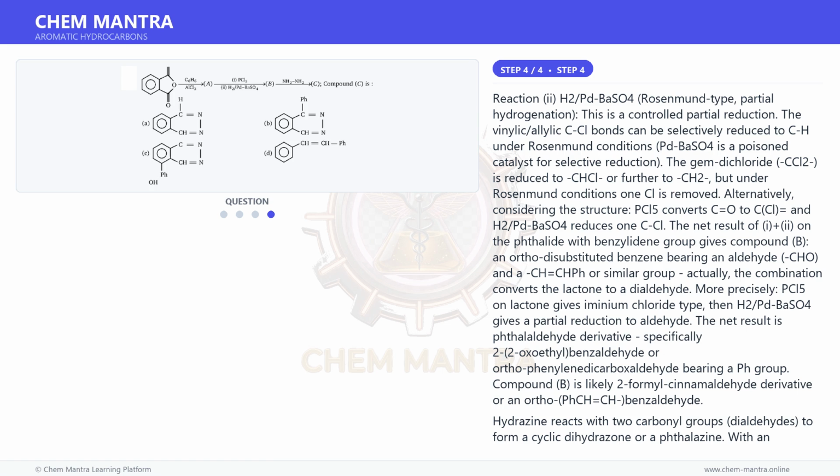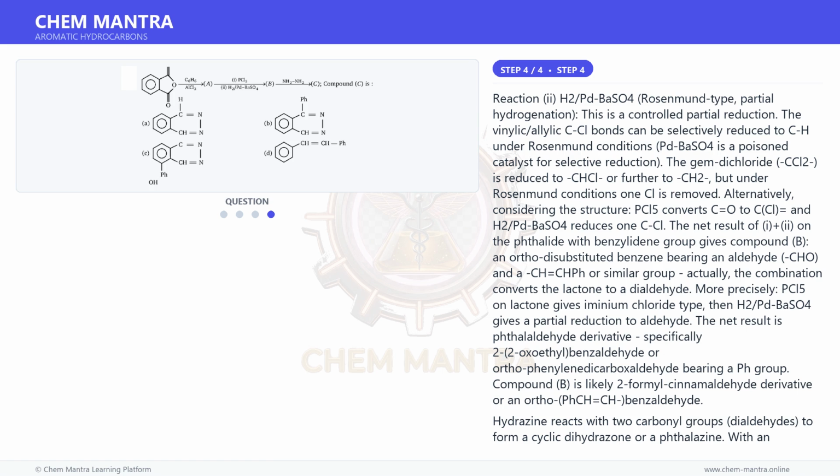Alternatively, considering the structure, PCl5 converts C=O to CCl2, and H2 with Pd/BaSO4 reduces one C-Cl. The net result of steps 1 and 2 on the phthalide with the benzylidene group gives compound B, an ortho-disubstituted benzene bearing an aldehyde, CHO, and a CH=CHPh or similar group. Actually, the combination converts the lactone to a dialdehyde.